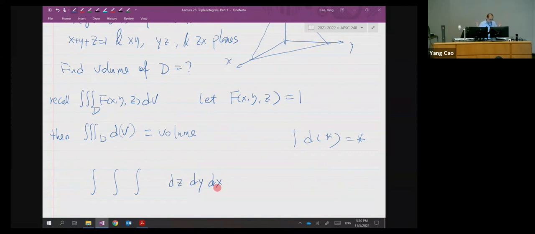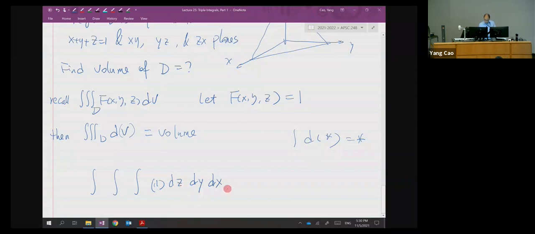Can you choose another order? Absolutely, you can. Actually, I want you to try a different order, to see if it makes any difference. So you got a 1 here, Chris. Now the question is basically to find the limits for z, the limit for y, and the limit for x.